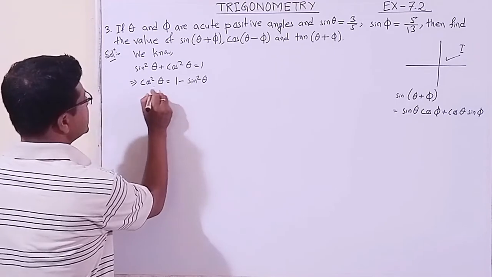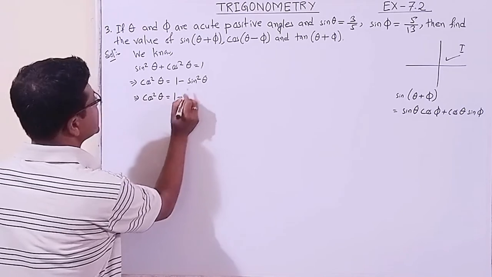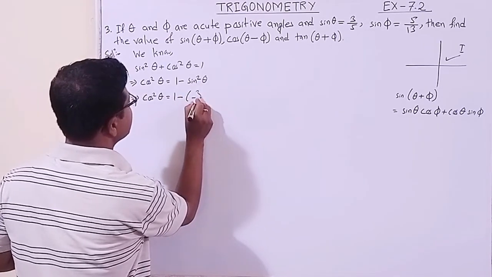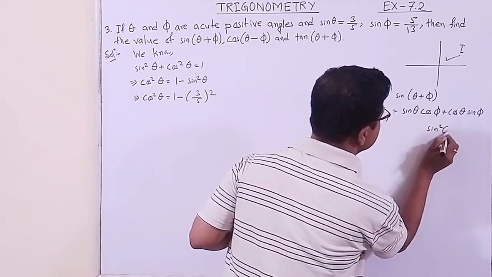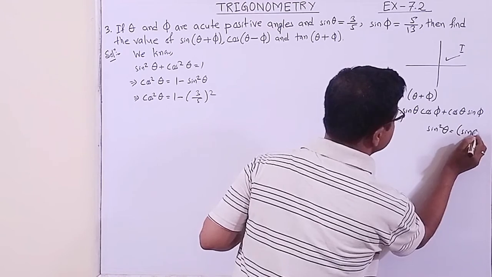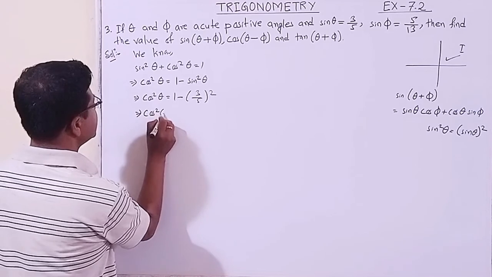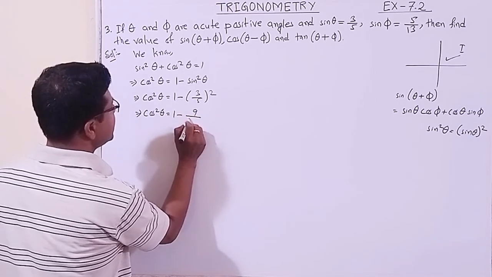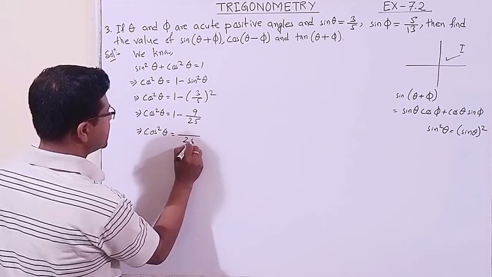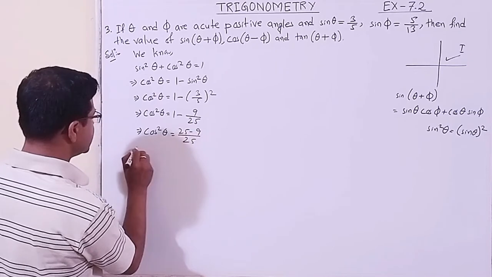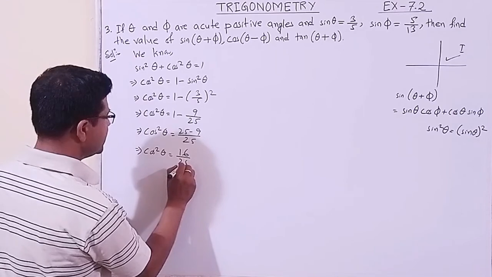Cos square theta equals 1 minus sin square theta. So cos square theta is equal to 1 minus, what is the value of sin theta? It is 3 by 5 and its square, because sin square theta means sin theta and its square. So cos square theta is 1 minus 9 by 25. Got it? If we take the LCM, it is 25 minus 9. I hope you understood this part. Cos square theta is equal to 25 minus 9, which is 16, over 25.